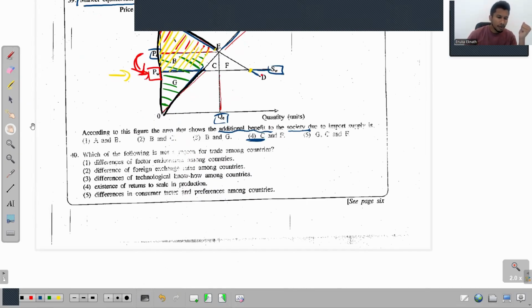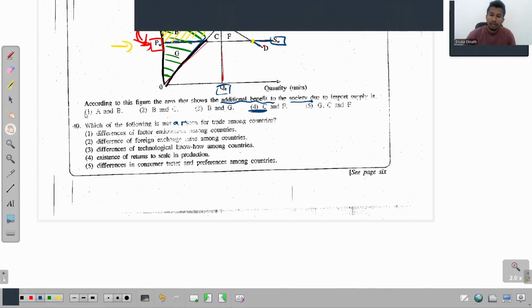Right. Look at this question 40. Which of the following is not a reason for trade among countries? Right. Look at this one. The first one says differences of factor endowment among countries. Whether this is a reason for having comparative advantage, and comparative advantage is one reason to engage in international trade.